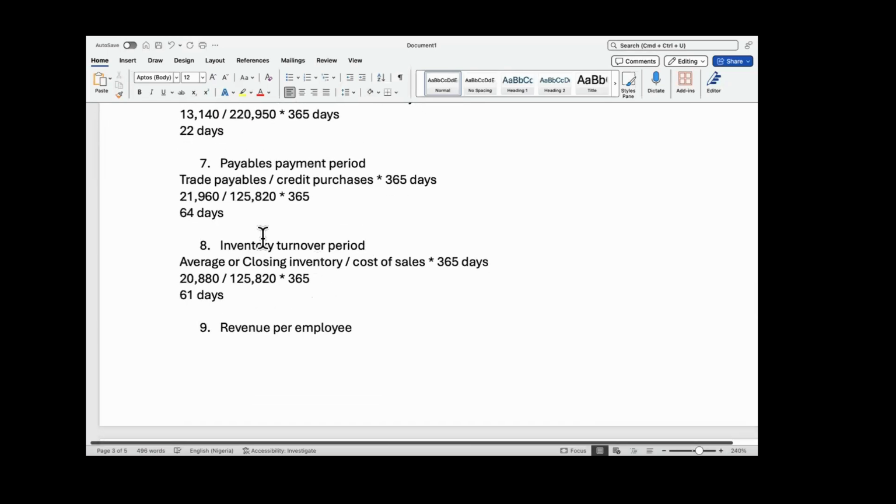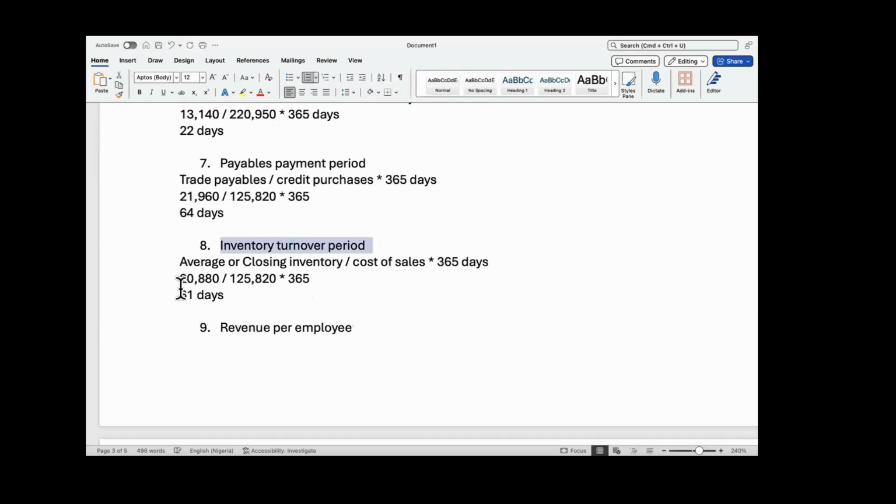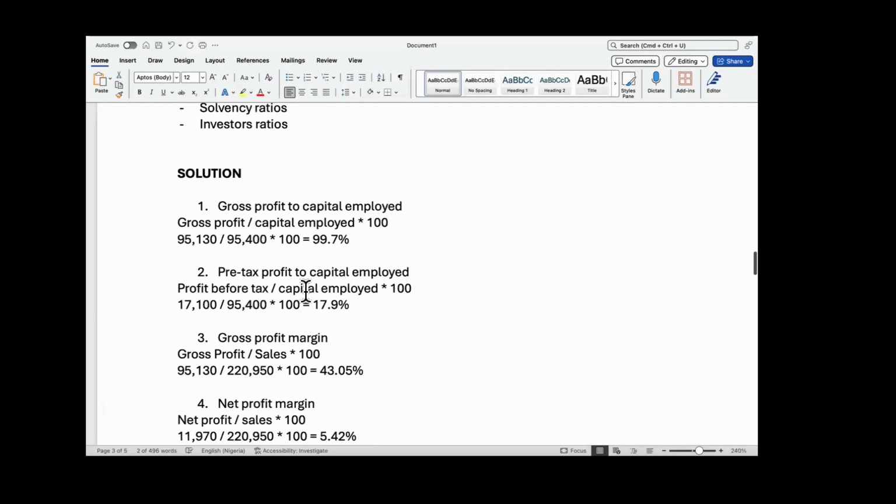Then inventory turnover period of 61 days.